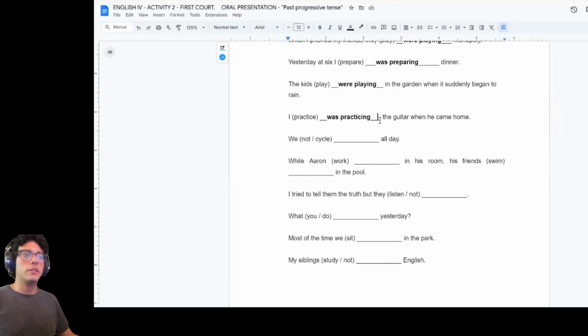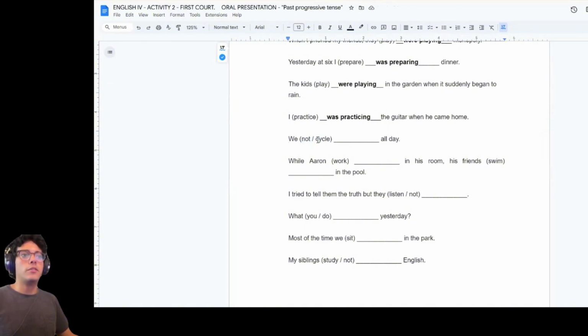To make this sentence sound more natural, we could change this particle with another verb, something like this. I was practicing playing guitar or playing the guitar when he came home. That's also an option. But for this exercise, I was practicing the guitar when he came home.